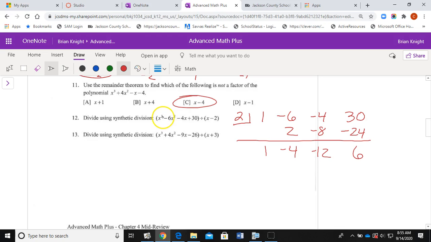Okay? So remember, our biggest exponent was 3. So for my answer, we're going to start with 1 less than that, which would be x squared minus 4x minus 12, and it has a remainder of 6. And that's how you write your answer. You're just simply dividing. Okay?